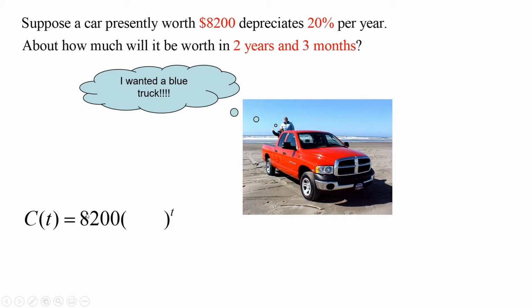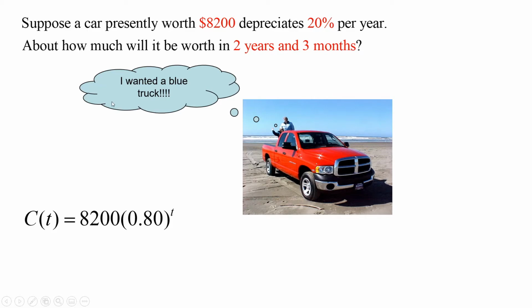$8,200. Hopefully in this picture it was worth a little more than that, but let's call that $8,200 today. And now I'm depreciating by 20%. That means my growth rate is negative 0.2, so I'm thinking my growth factor would be 1 plus negative 0.2, which is 0.80. And there's my growth factor right there.